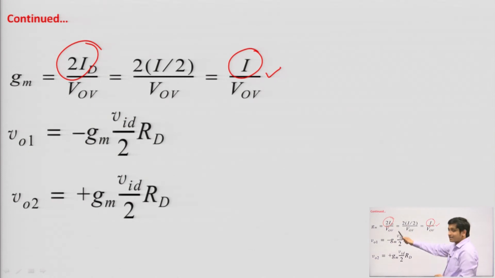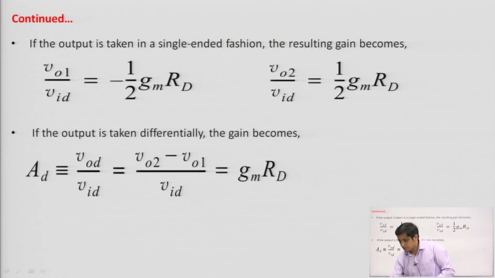So, the transconductance is I upon VOV, and from the circuit we can see that the output voltage of the Q1 transistor is minus gm VID/2 times RD, and for Q2 it is plus gm VID/2 times RD, because we are applying the input signal in a complementary manner. At one gate we are applying VID/2, at the other gate minus VID/2. That is why we are getting VO1 and VO2 negative and positive. Now, from here there is an important thing.